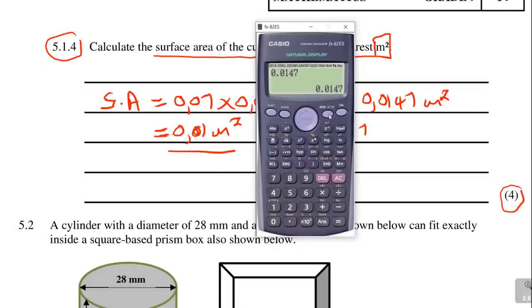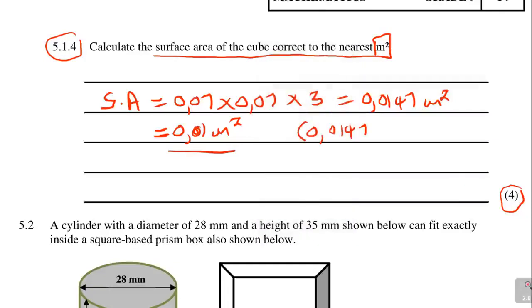Then you say shift, setup. Then number 6 is your fix. And then 2 decimal places is fixed to what? To 2 decimal places. When you press SD, the calculator can round off for you. Alright. So that is that part.